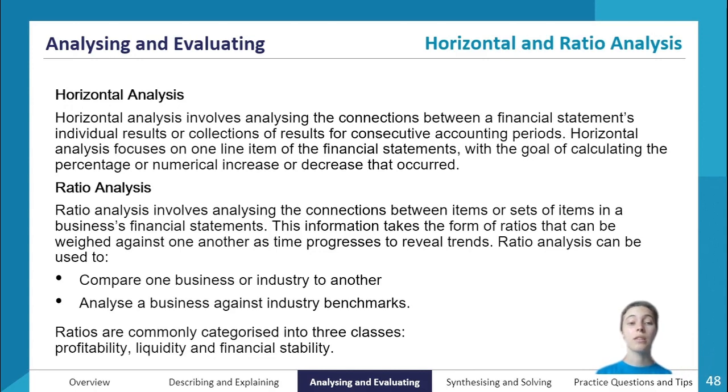So horizontal analysis is focusing on one line item of the financial statements. You're choosing one account, one thing to focus on, with the goal of calculating the percentage or the numerical increase or decrease that occurred. So maybe if you look at the cash sales, then you could be thinking about how that has increased in terms of that monetary value, and then how much it increased or decreased in terms of a percentage as well.